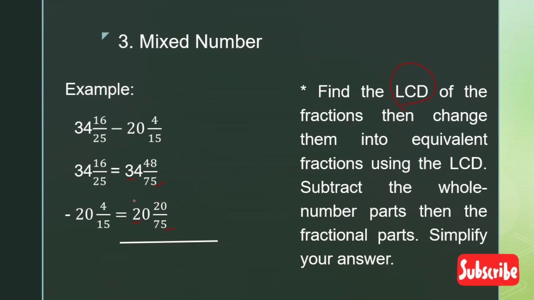Okay? So, since meron na tayong nakuhang numerator and the denominators, pwede na tayong dumiretso sa ating subtraction. So, first, subtract your whole number. 34 minus 20, and then copy the same denominator, 75, and then you have to subtract your numerator, 48 minus 20. So, our answer there is 14 and 28 over 75. So, this would be our final answer. So, makikita nyo kids ang 75, kinopya lang natin. Okay? Kasi nga pareho naman ang denominator.